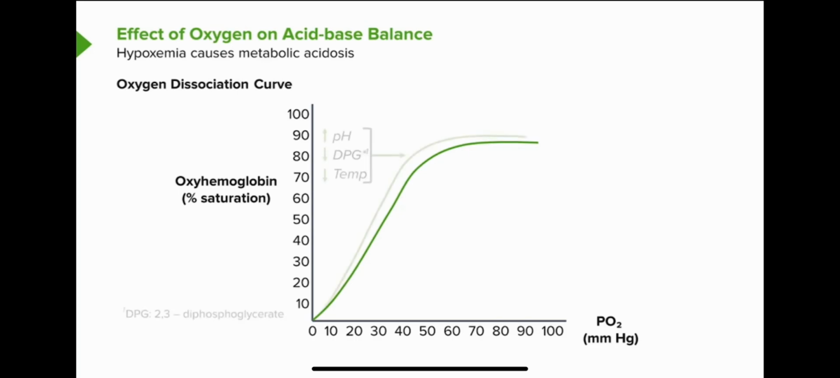If it's shifted to the left, the hemoglobin becomes much more avid for oxygen. It doesn't release oxygen well. So this occurs when there's alkalosis, when there's hypothermia, and when DPG is decreased. The shift is to the left. Oxygen is not delivered to tissues well.